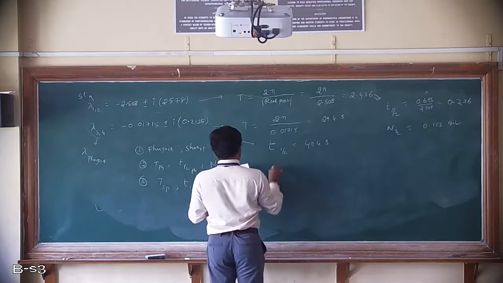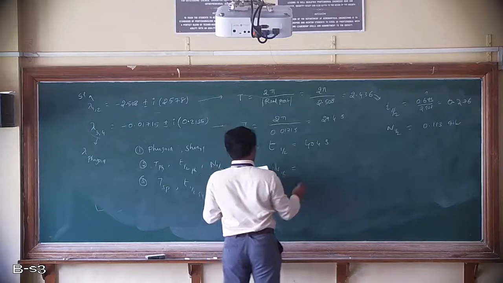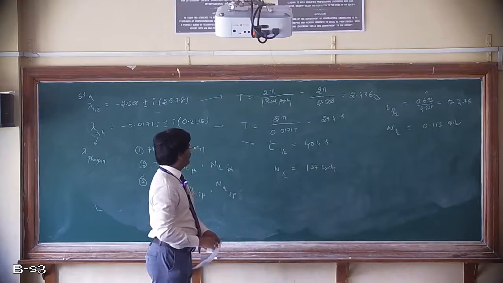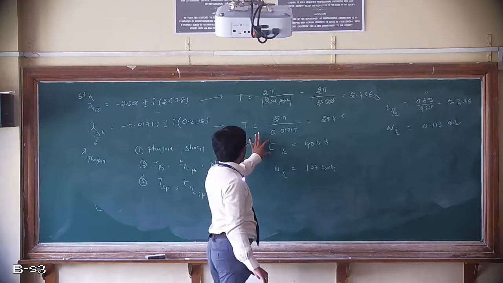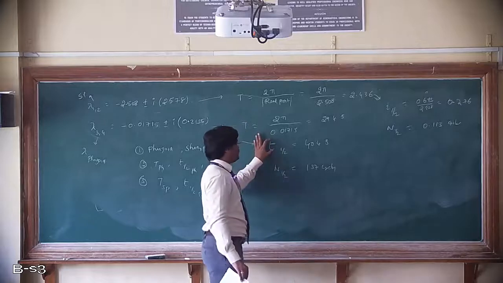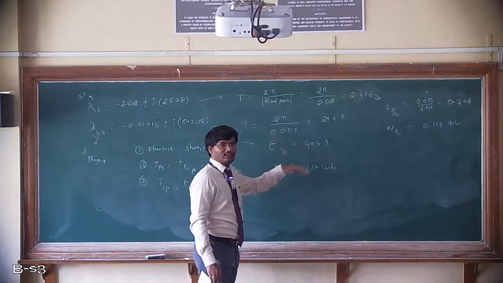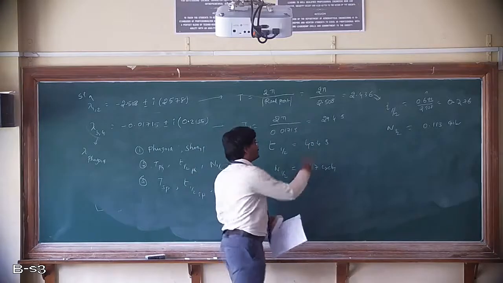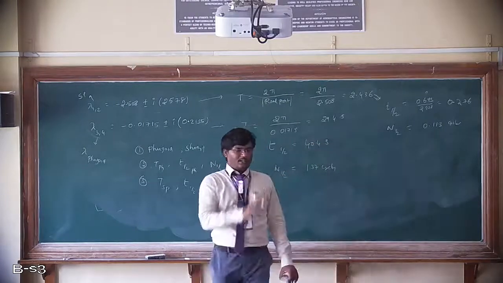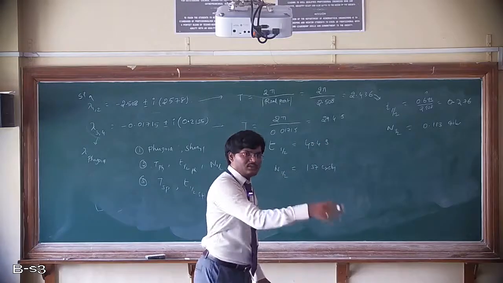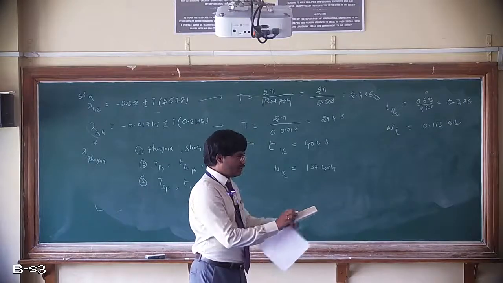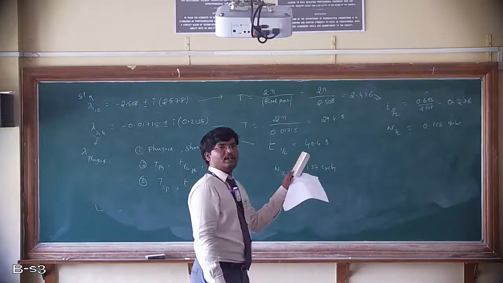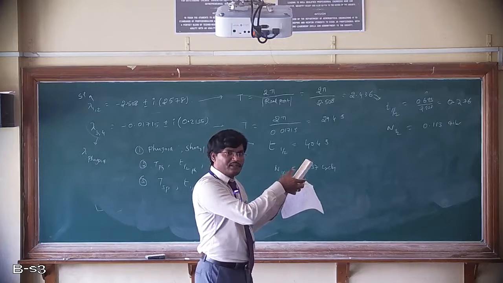If you do the same thing for the Phugoid also, you will get T half as 40.4 seconds, and N half as 1.37 cycles. If you observe here, for the Phugoid, the long period mode, how much time is it taking to halve the amplitude of the disturbance? 40.4 seconds. After 40 seconds, that disturbance is coming to half.